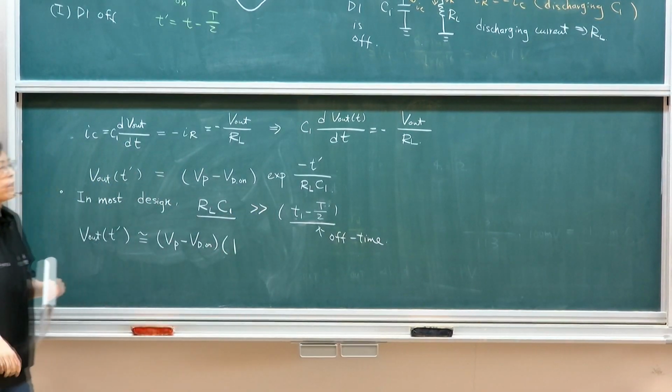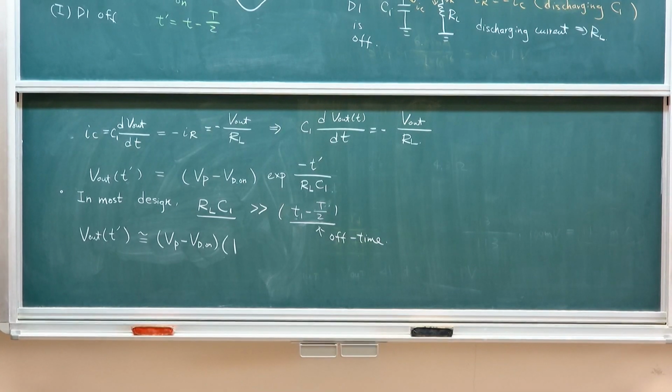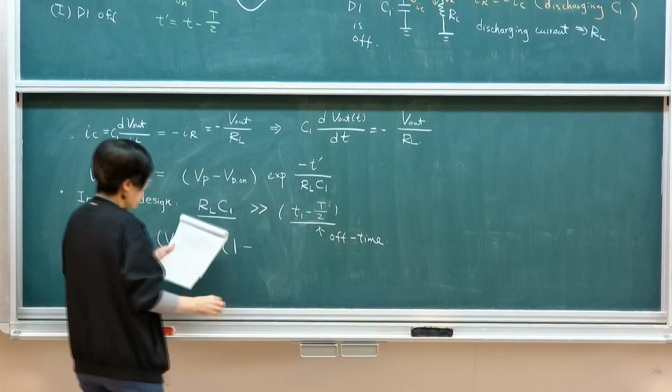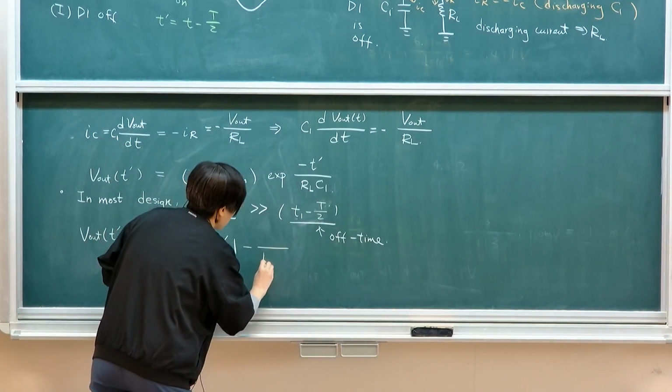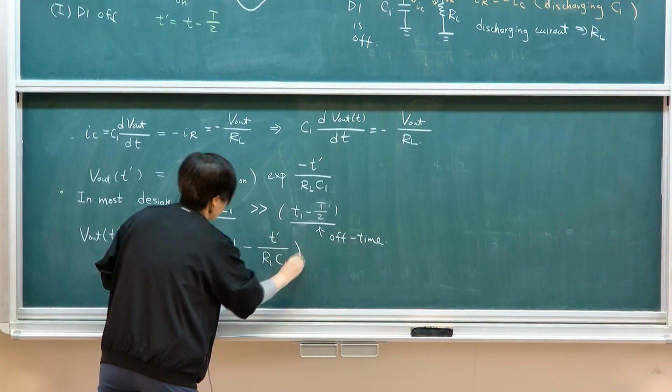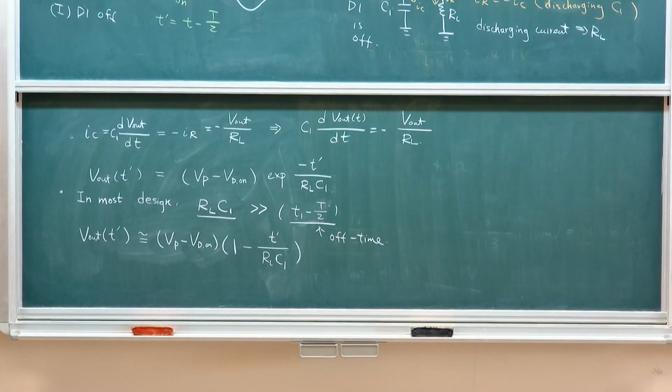Once again, I'm going to use a Taylor expansion and use the first order term. So it will be 1 minus x. This is minus x. So 1 minus x will be RC over T prime. Okay?